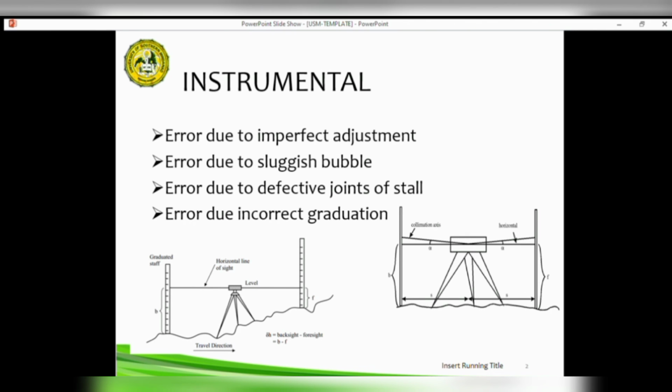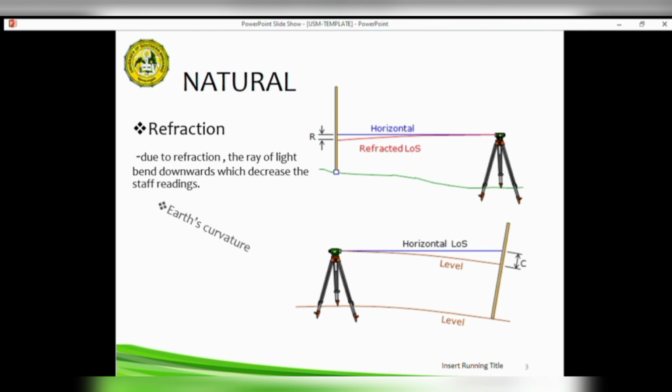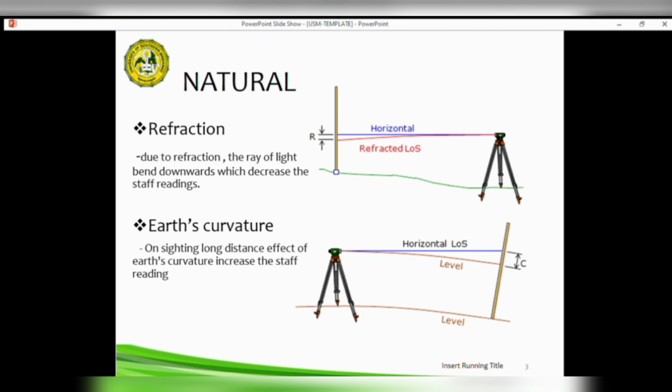The next source of error is natural. Refraction. Due to refraction, the ray of light bends downwards, which decreases the staff readings. Next, Earth's curvature. On sighting long distances, the effect of the Earth's curvature increases the staff reading.